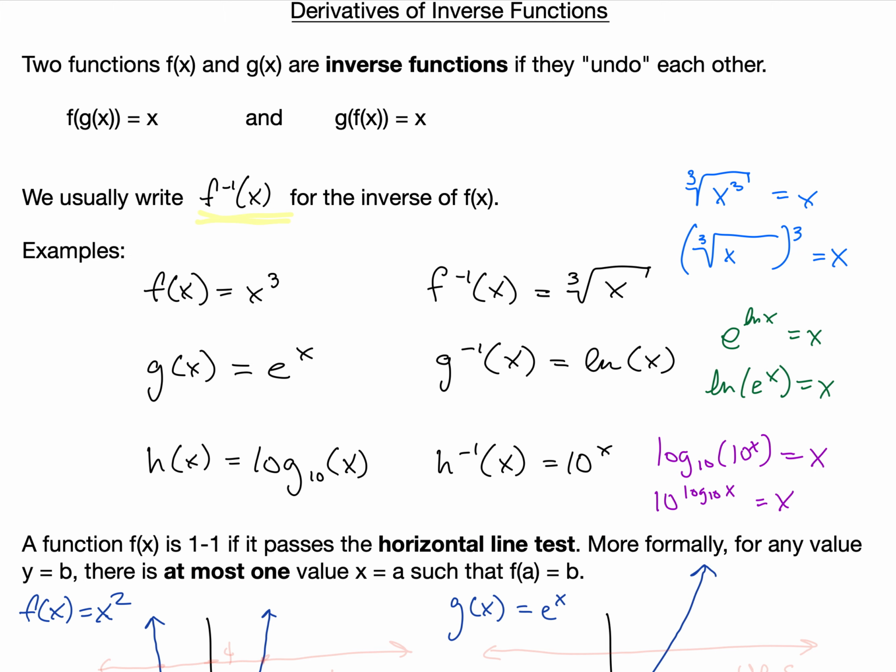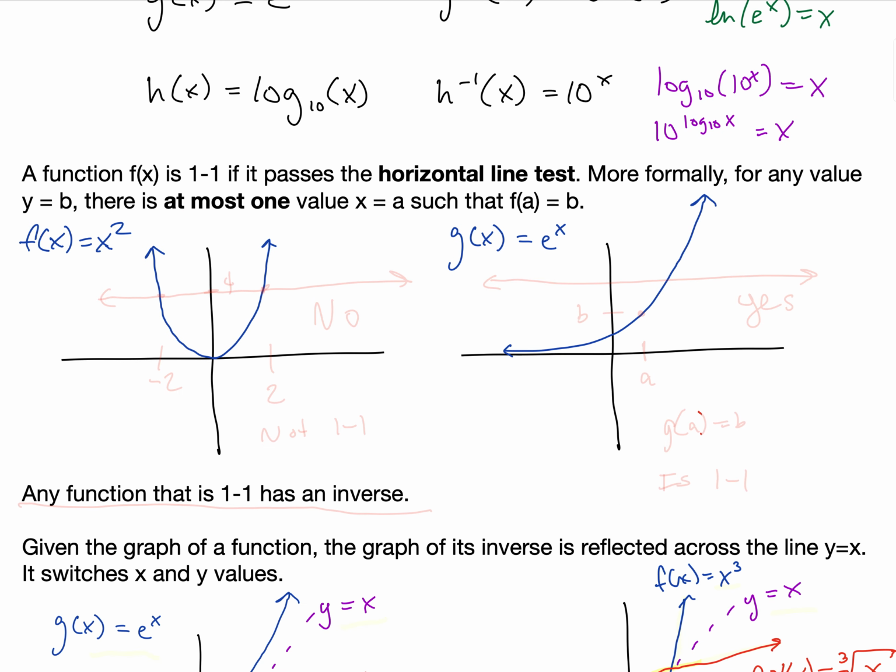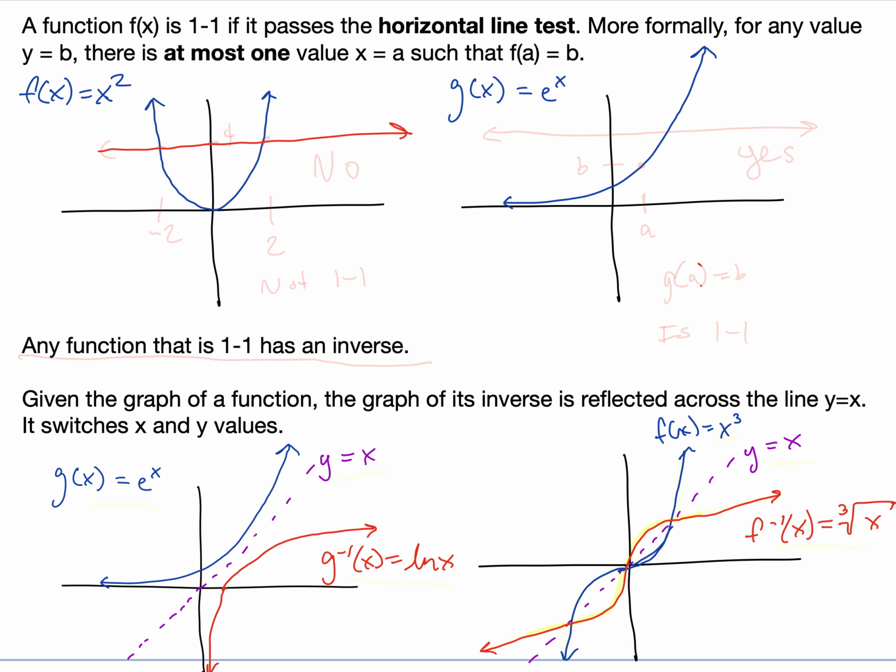A function is one-to-one if it passes the horizontal line test. That is, can we draw a horizontal line anywhere across, for any value of y, such that the function crosses the line at exactly one point? So this would be an example of failing the horizontal line test. So this is a no. And this is an example of passing the horizontal line test. So this is a yes.